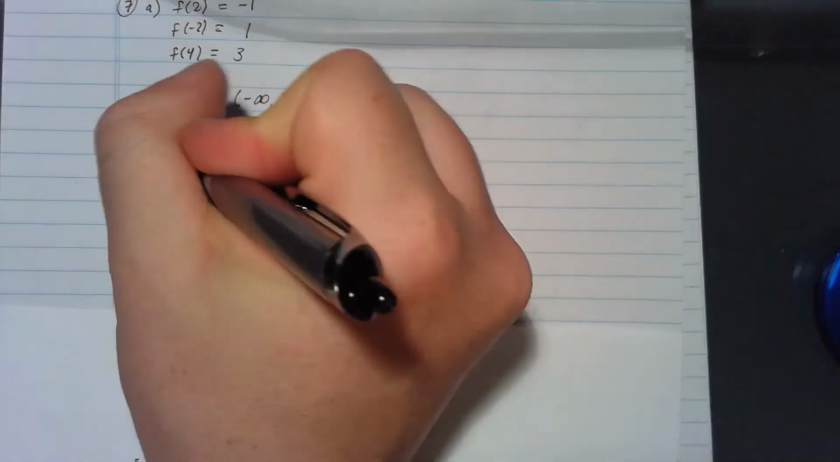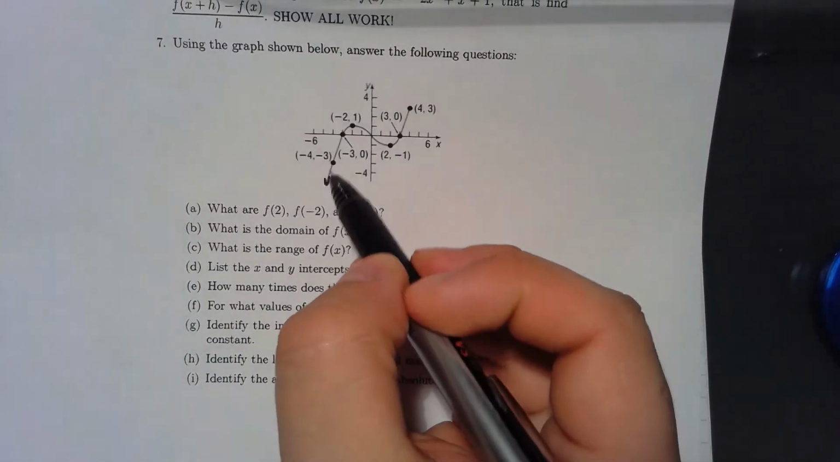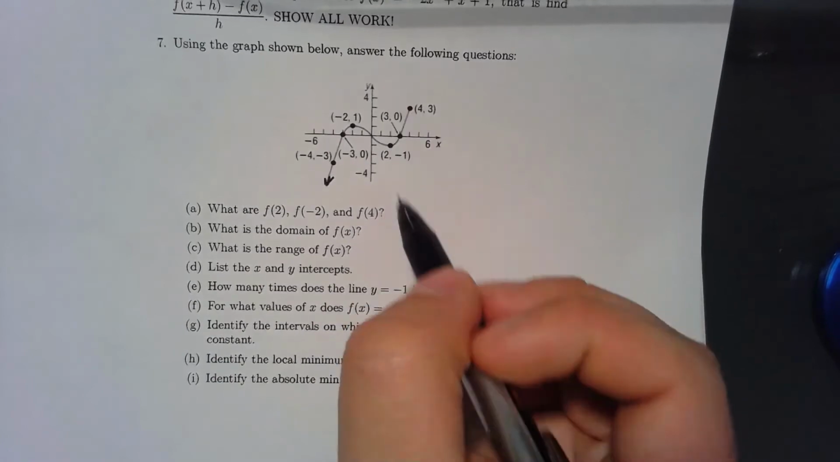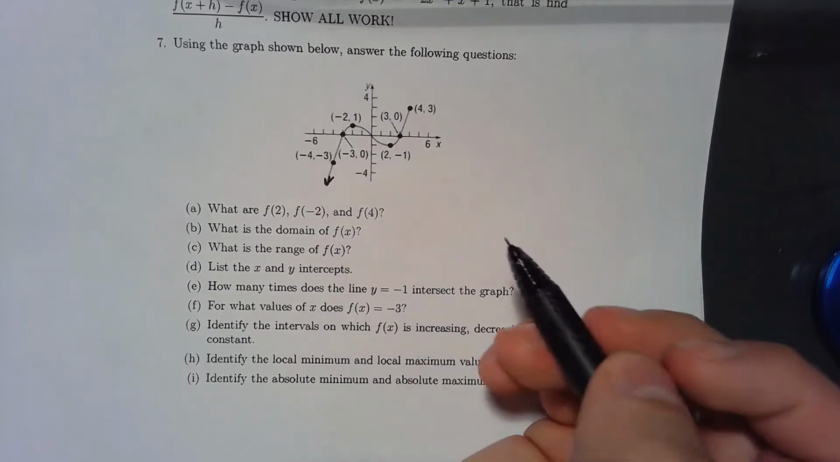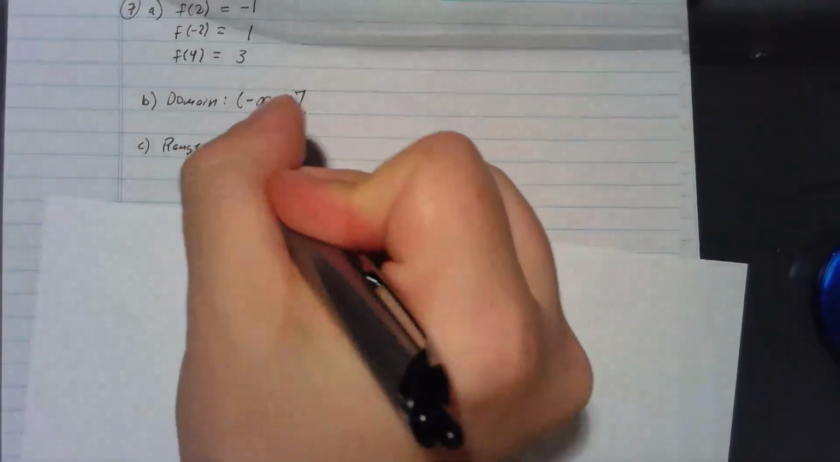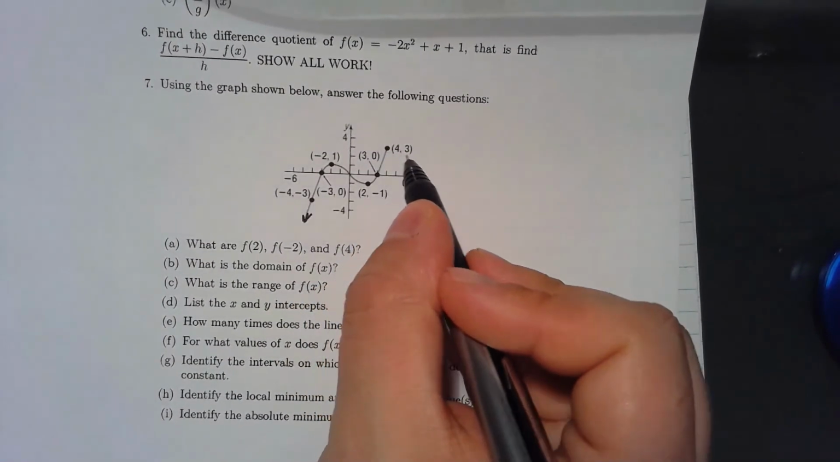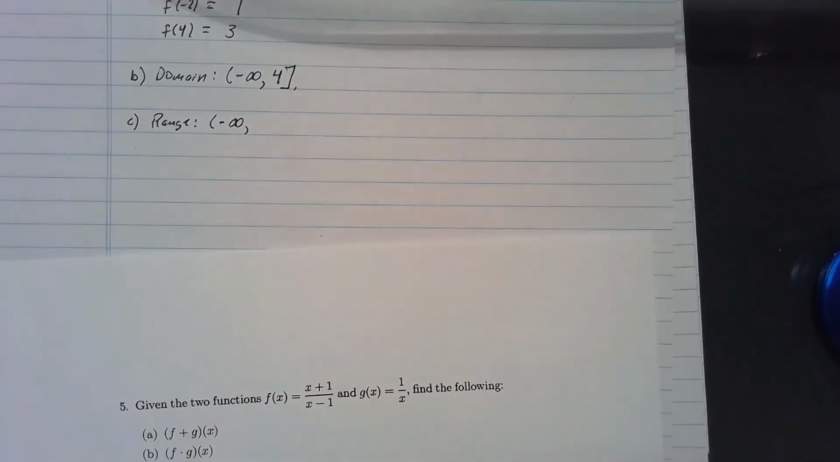The range. So we already said it goes down forever. So the y value goes down forever and ever, which means it's going down to negative infinity. And then it goes up to the highest y value, which is the y-coordinate, which is 3. And since this is a solid dot, 3 is included. That's the range.